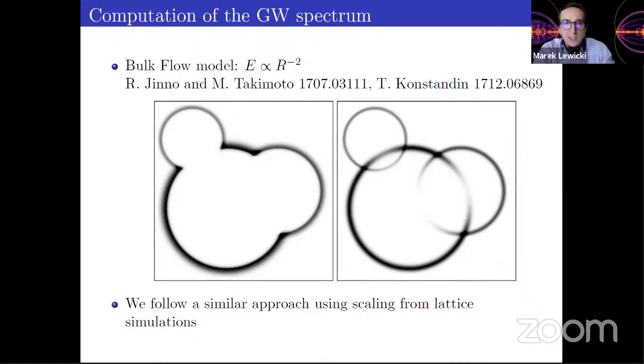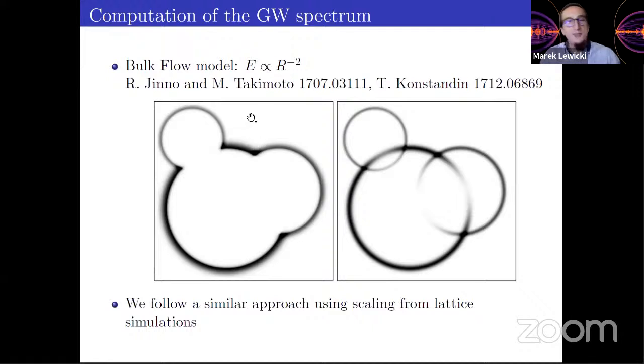So the method to compute the signal is actually the same as with the envelope approximation, because still, what you had to do, even using the envelope approximation, was to do an approximate 3D simulation. Essentially, you nucleate bubbles, but you don't have to keep track of the field at all. You just assume that the bubbles are spheres with a certain energy density, and then when they collide, the energy goes away. So that was the envelope approximation.